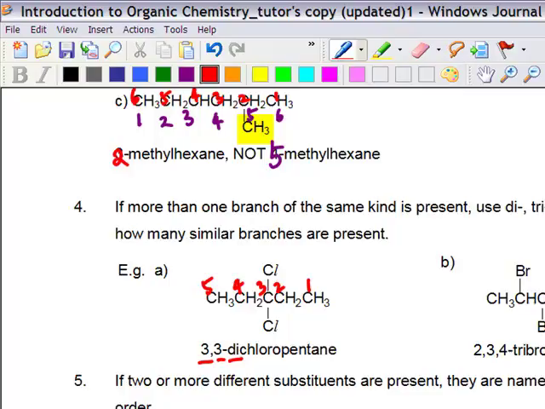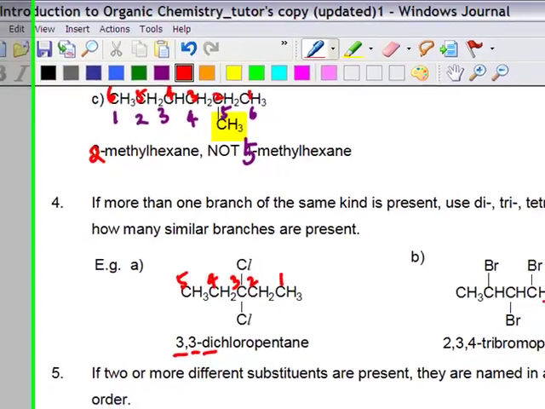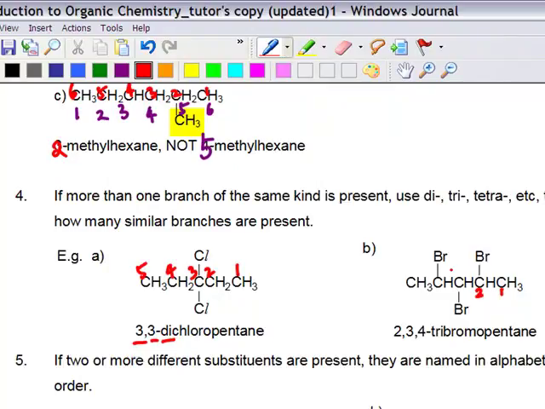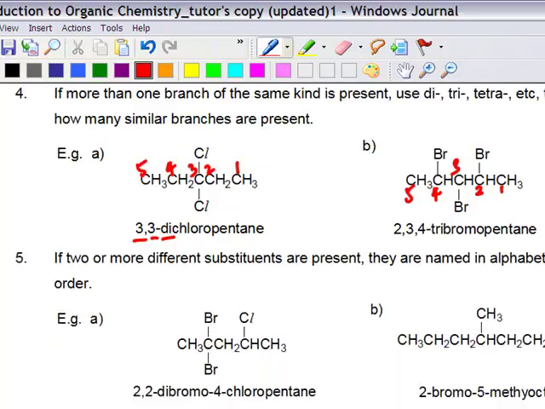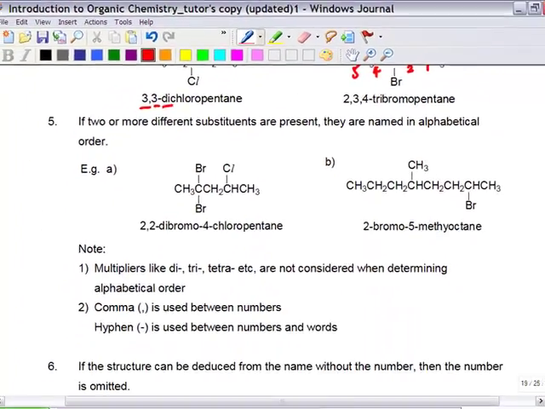Let us look at example B. Example B shows the 2,3,4-tribromopentane. It is the same number of carbons we have on the alkane group. The bromine falls on the 2nd, 3rd and 4th positions. And there are 3 bromines, hence it is 2,3,4-tribromopentane.